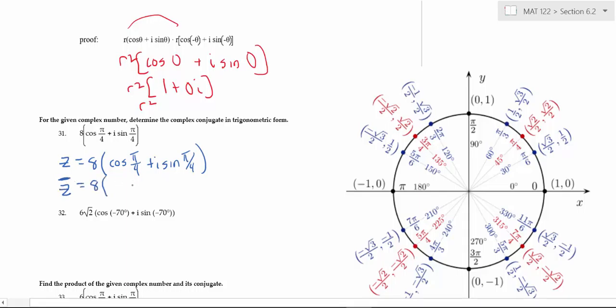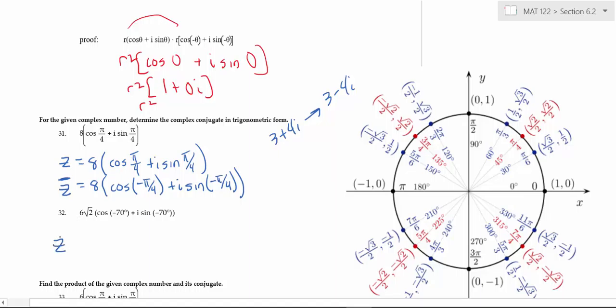So for z bar, all you do is change the angles to opposites. So that's going to be cosine of negative pi over 4 plus I times the sine of negative pi over 4. The complex conjugate is very simple. You change the angle. What fascinates me about that is when you learned about conjugates, you learned 3 plus 4i, its conjugate is 3 minus 4i. You change the sign. Well, in polar form, you change the angle. That's kind of cool.